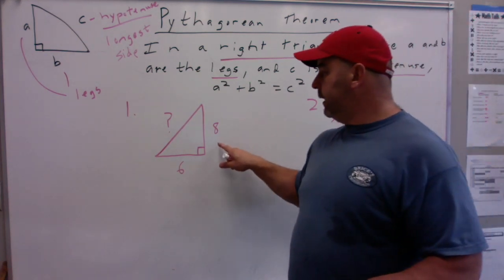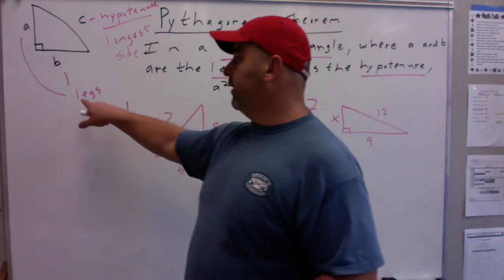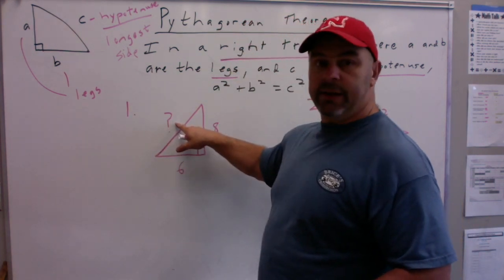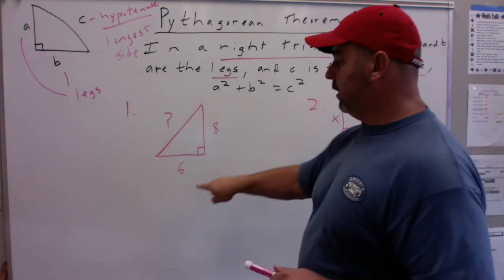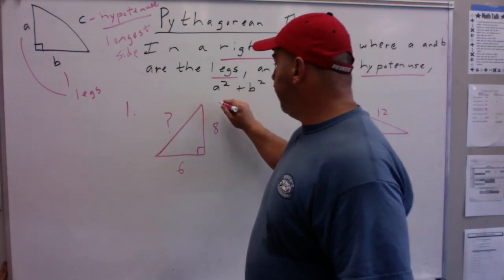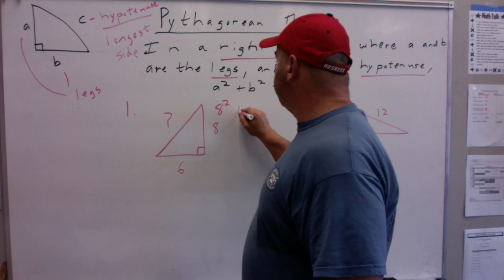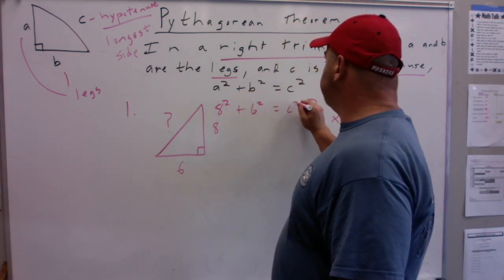So number one, 8 and 6 are two sides. They are the legs. And this is the hypotenuse, the question mark. So we're going to use this to solve this problem. Okay, I'm going to call A 8. Okay, 8 squared plus 6 squared equals C squared.